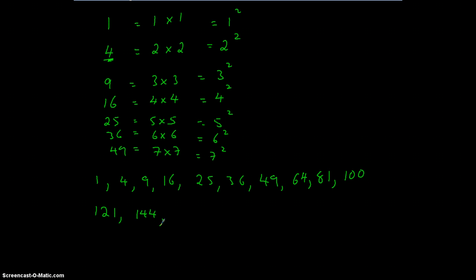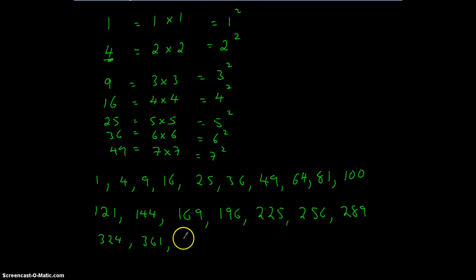But square numbers are actually really quite useful, so let's see if we can just pick a few more out. 13 squared, 169, 14 squared, 196, 15 squared, 225, 16 squared, 256, 17 squared, 289, 18 squared is 324, 19 squared is 361, 20 squared is 400, 21 squared is 441, 22 squared is 484, 23 squared is 529, I have to think about that one. 24 squared is 576, and I'm going to stop at 25 squared, which is 625.